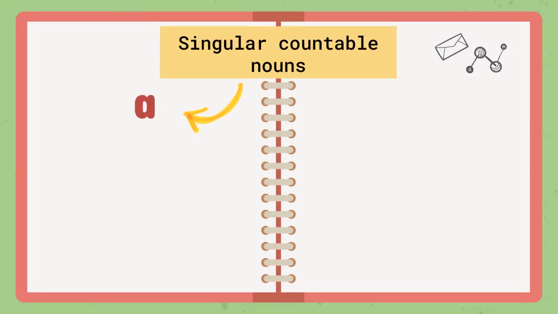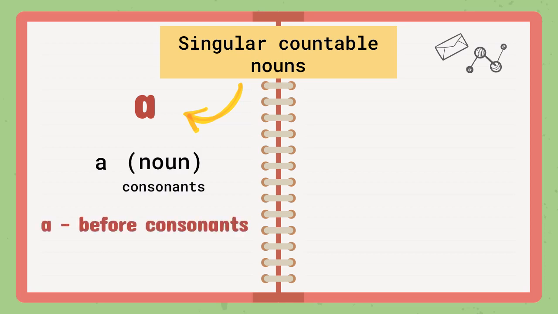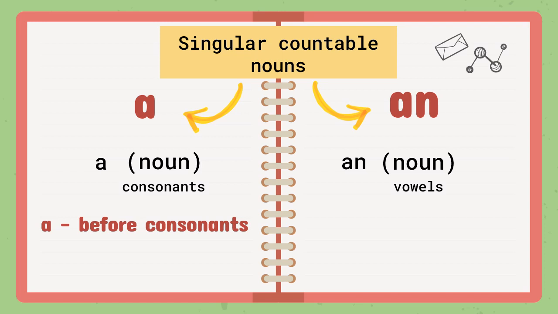First one, a. A is before a noun that starts with a consonant. A is before consonant. An is before a noun that starts with a vowel. An is before vowels.